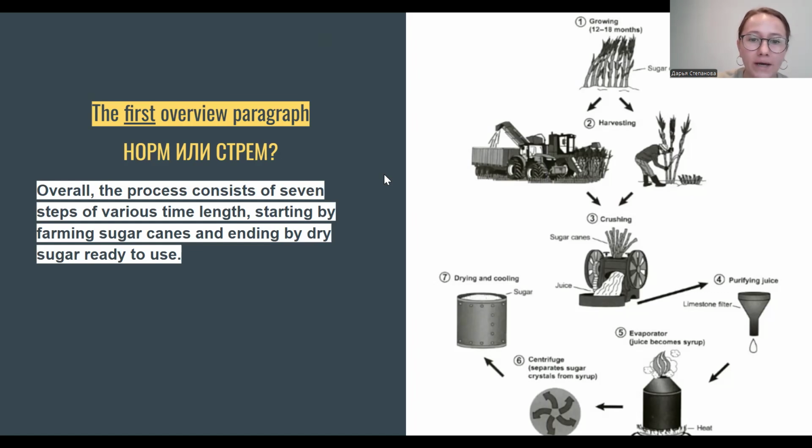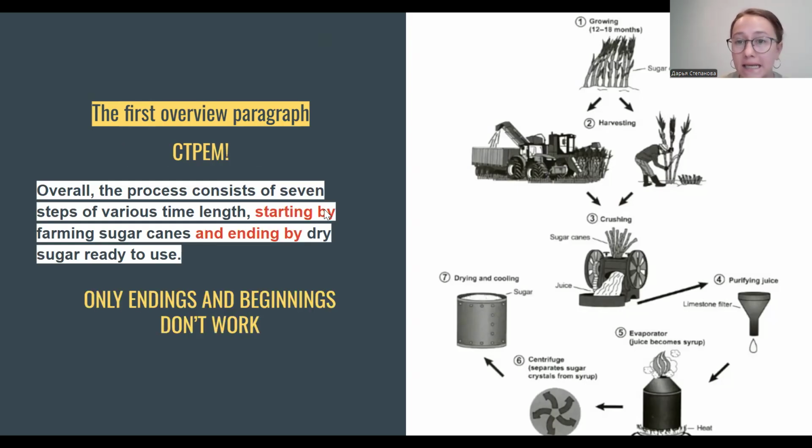The reason why it's not good is we have only the beginning and the ending of the process. We have starting by farming sugar canes and ending with dry sugar ready to use. But what happens in the middle of the process? Practically the major part of the process has been left out. There is nothing about, for example, harvesting, crushing, purifying, evaporating, separating sugar crystals from the liquid. The crucial steps are left out.